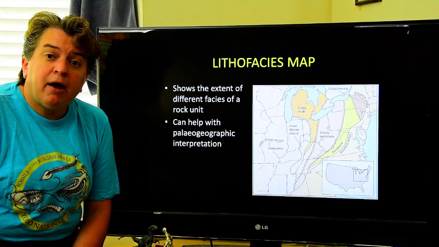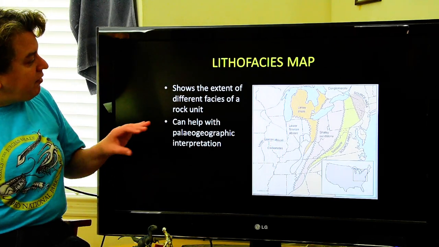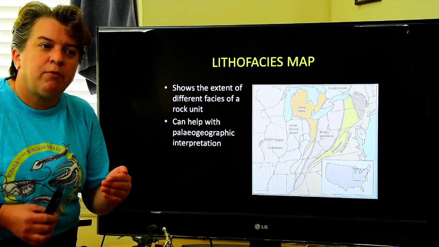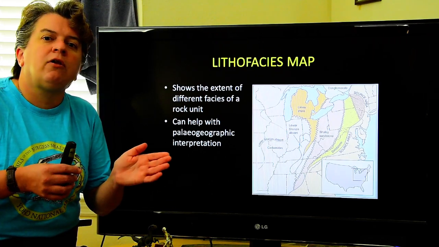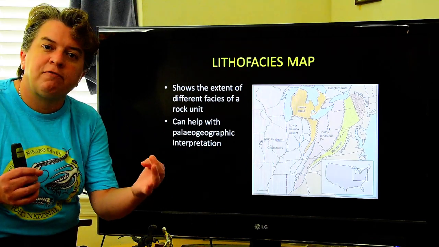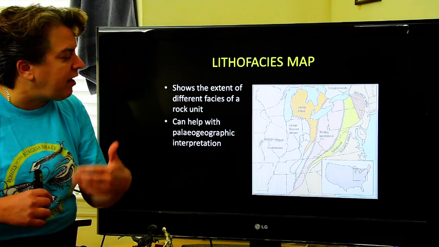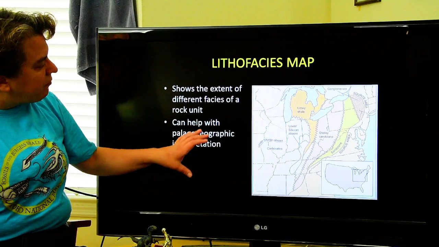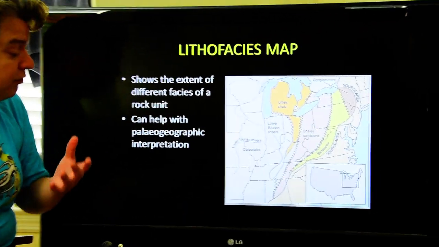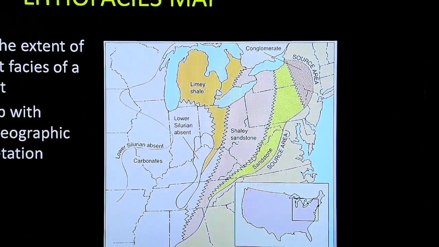Another common map you'll see in this class are lithofacies maps. And this shows the extent of the different facies of rock units. Remember, for instance, when you're along a coastline, you have right along the shoreline a sandstone facies, and then when you get a little deeper, it's the shale facies, a little deeper, it's limestone. Well, these sorts of maps can help when we're doing those paleogeographic interpretations. They can help us figure out water depth and so on.